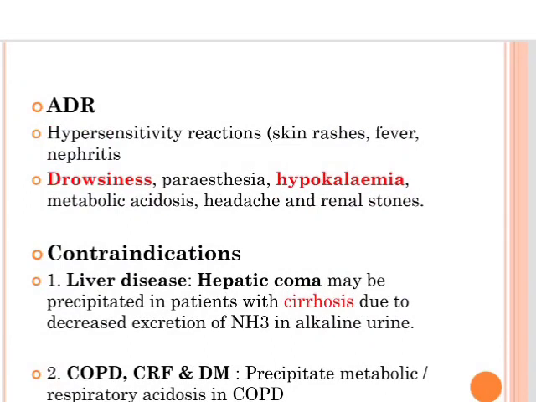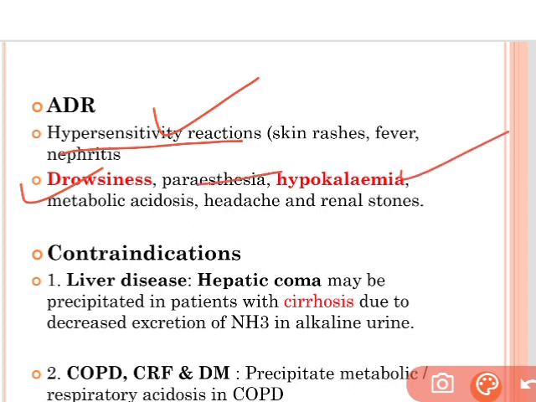Adverse effects of acetazolamide. There is a chance of hypersensitivity reaction. Acetazolamide is a sulfur containing compound, a sulfonamide derivative. So there is a chance of hypersensitivity reactions like skin rash, fever, nephritis. These are common because of the sulfur content. There is also a chance of drowsiness, paresthesias, hypokalemia, metabolic acidosis, headache and renal stones.